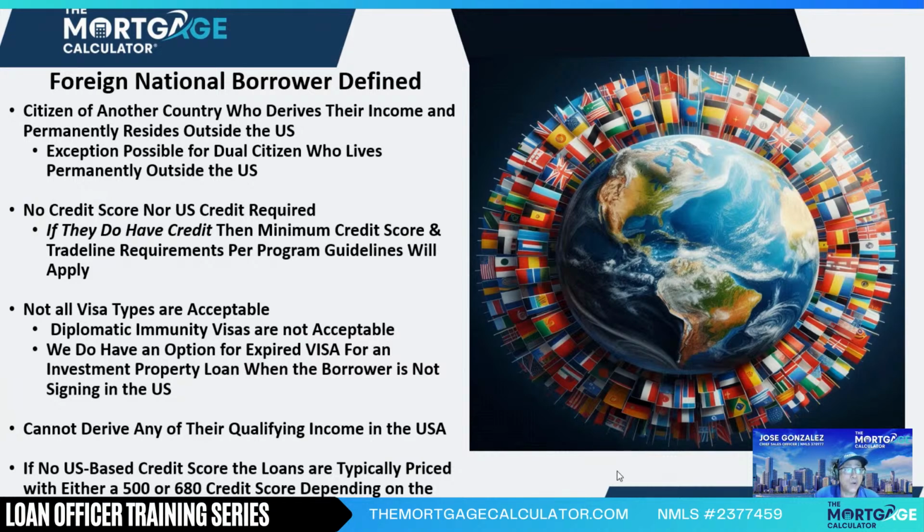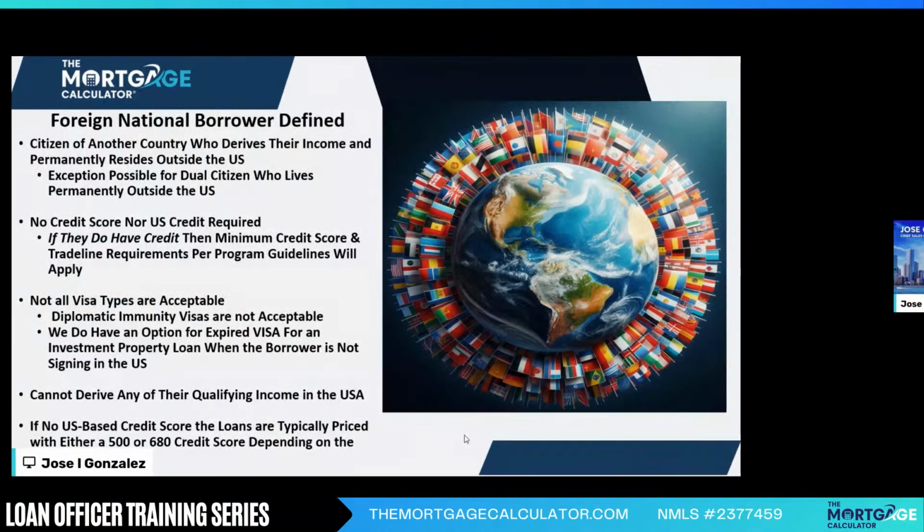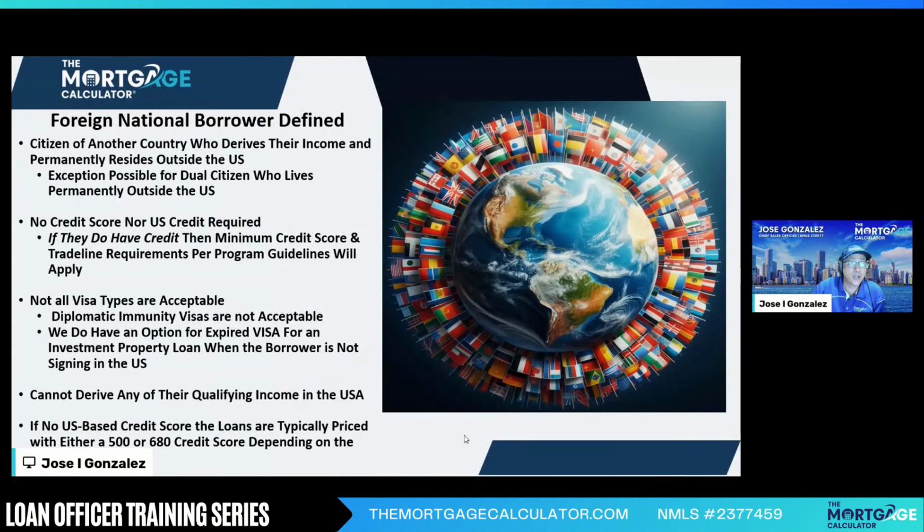What do we mean when we're talking about a foreign national borrower loan? Well, first, let's define what a foreign national borrower is. It is technically a citizen of another country who derives their income and permanently resides outside the US. So both income is derived outside the US and they permanently reside outside the US. Now I will state income when we're talking about an income type loan. In other words, if it's a DSCR loan, we're not even concerned about that. But we're just talking about where this foreign national borrower derives their income to be considered a foreign national borrower.